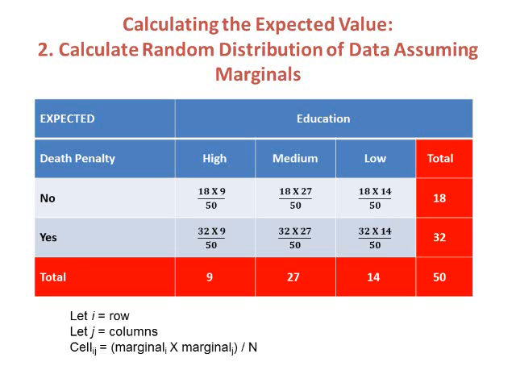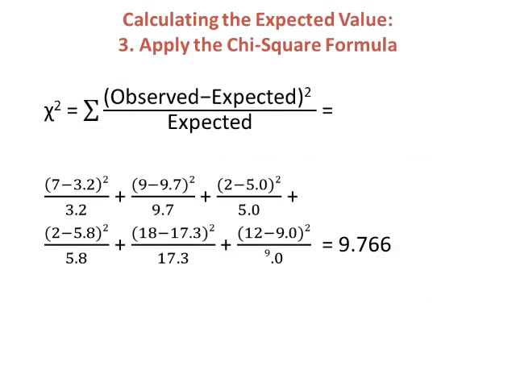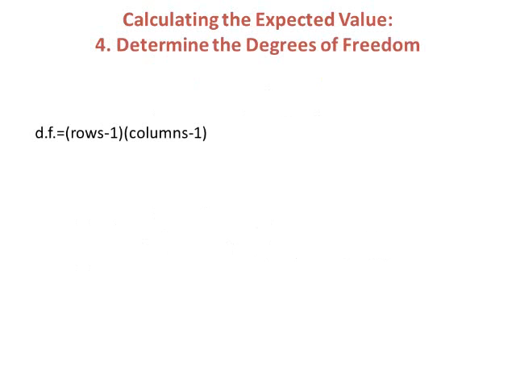Here the calculation for the expected value of each cell is shown. Now we have 2 tables to compare. The first table has the distribution of points in the cells as we actually observe them, and the second table has the expected value of observations calculated. Here the math is worked through by hand. This slide shows how the chi-square value of 9.766 is obtained.